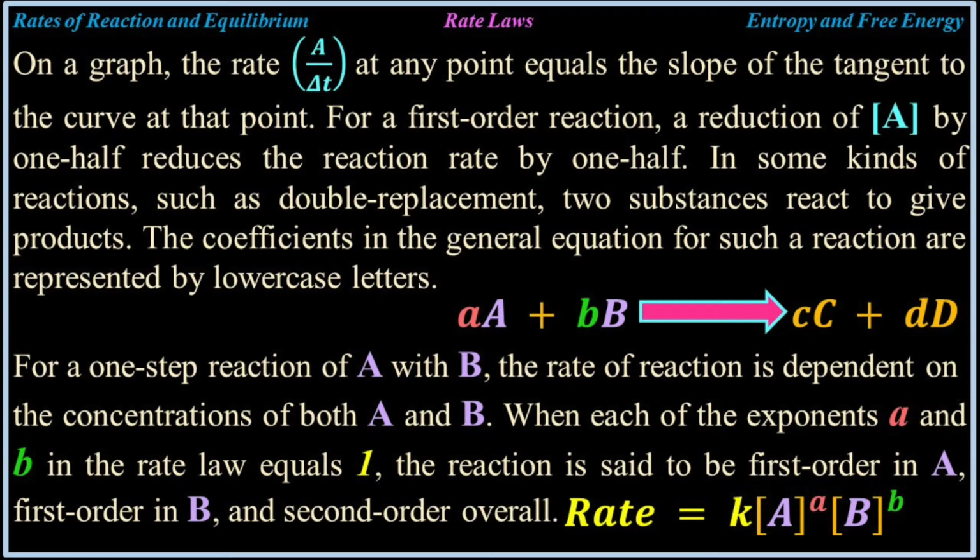In some kinds of reactions, such as double replacement, two substances react to give products. The coefficients in the general equation for such a reaction are represented by lowercase letters. For a one-step reaction of A with B, the rate of reaction is dependent on the concentration of both A and B. When each of the components A and B in the rate law equals 1, the reaction is said to be first order in A, first order in B, and second order overall.